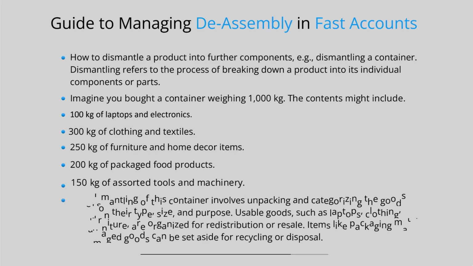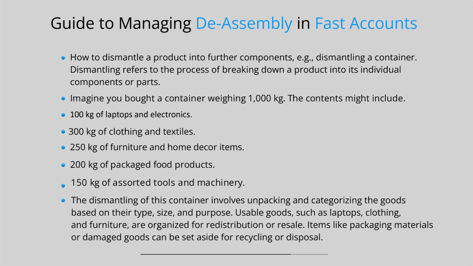The dismantling of this container involves unpacking and categorizing the goods based on their type, size, and purpose. Usable goods, such as laptops, clothing, and furniture, are organized for redistribution or resale. Items like packaging materials or damaged goods can be set aside for recycling or disposal.